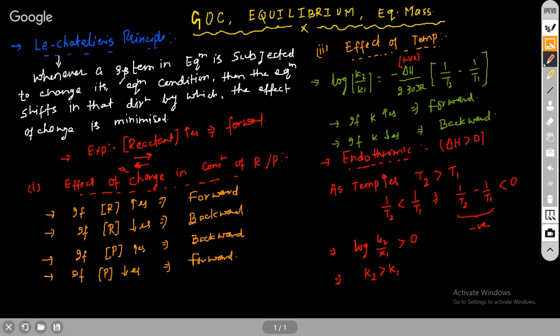Just write down one line over here after this: in an endothermic reaction, as temperature increases, the equilibrium constant K increases, and when K increases, the reaction goes in the forward direction. Is it clear? Let me know.